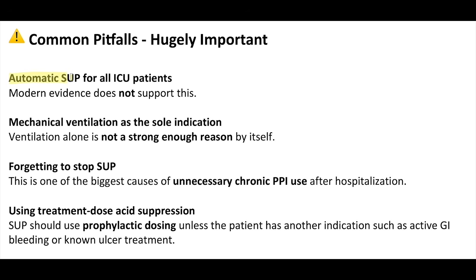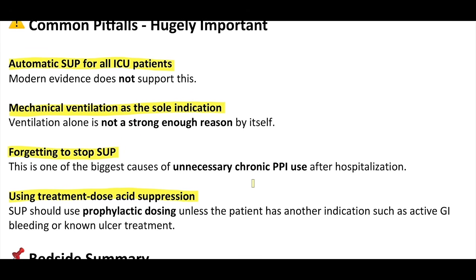One of those pitfalls is automatic stress ulcer prophylaxis for all ICU patients. Evidence does not support doing this, right? You need critical illness and a major bleeding risk factor, which are most commonly things like shock, coagulopathy, or liver disease. Mechanical ventilation is not a sole indication for stress ulcer prophylaxis. And then another common pitfall is forgetting to stop stress ulcer prophylaxis. And then a fourth is using treatment dose acid suppression rather than the prophylactic dosing, using the treatment dose gastric acid suppression that you would do for something like GI bleeding.